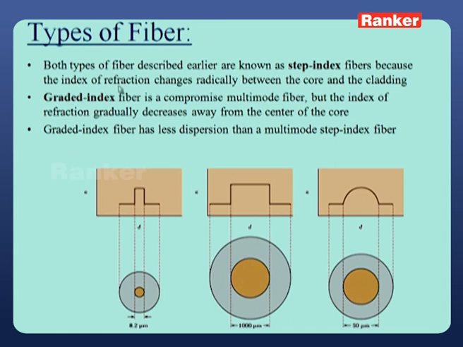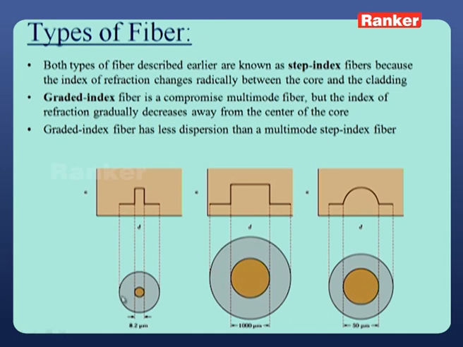Now observe the types of fibers. As we discussed, if you observe the figures, these two come under step index, and this comes under graded index fibers. Just remember these words. Step index means the variation of the refractive index between the core and clad is abrupt. For the entire core, only one refractive index will be there. For the entire clad, only one refractive index will be there, and the change is abrupt at the boundary.